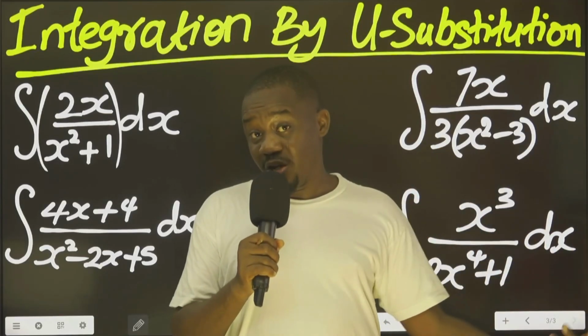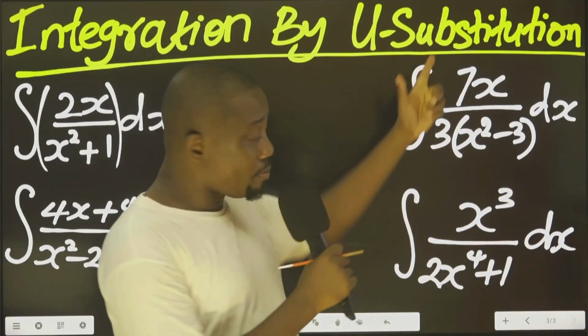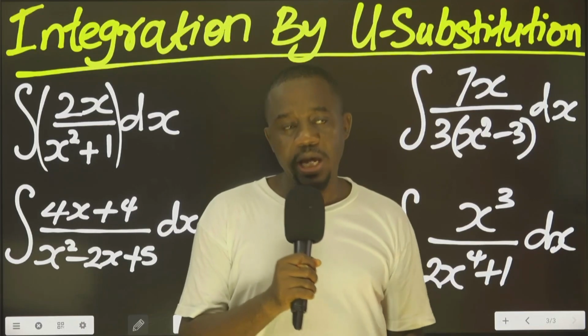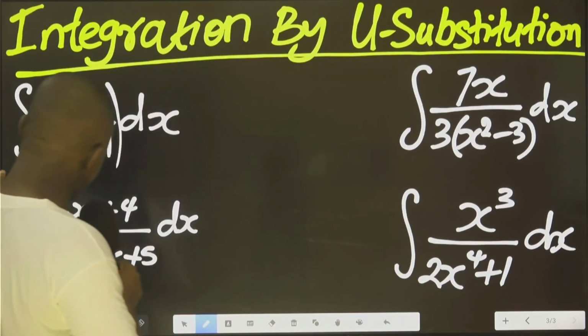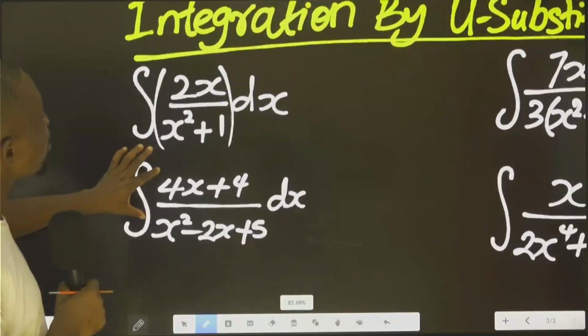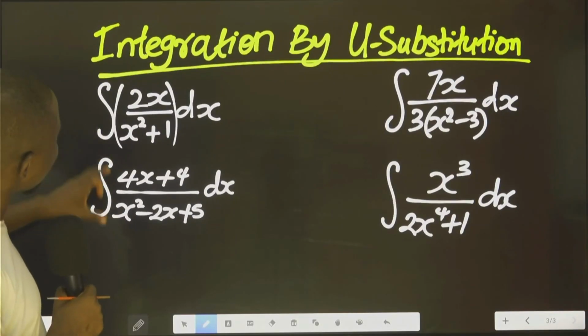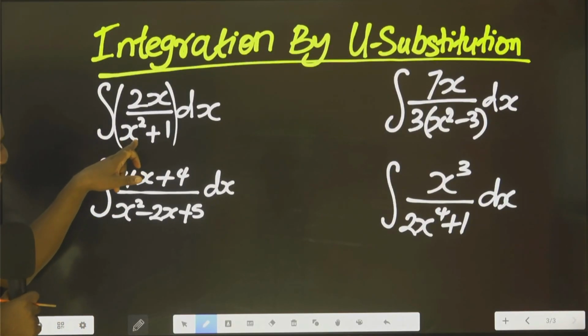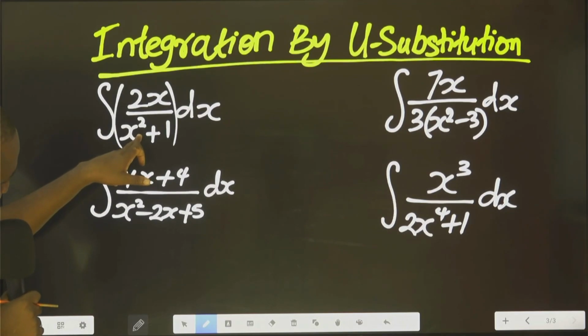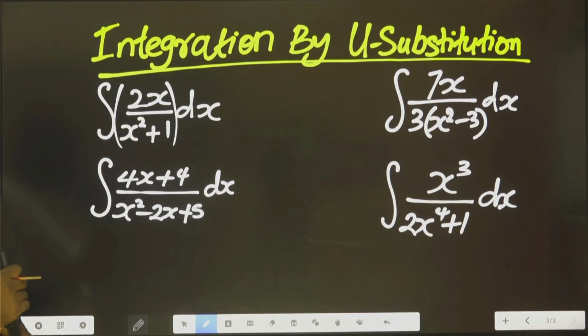This is a continuation of integration by u-substitution. This one is special. This is a situation whereby you see that the derivative of the denominator is actually the numerator. You find out that the derivative of the denominator is the numerator.